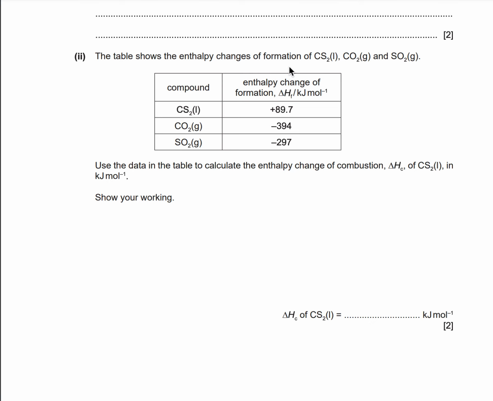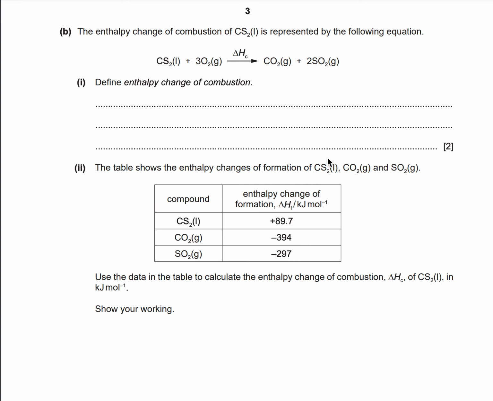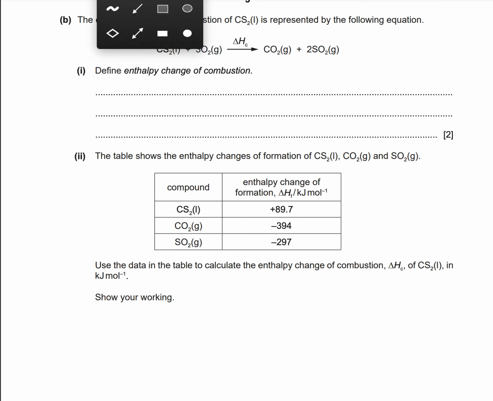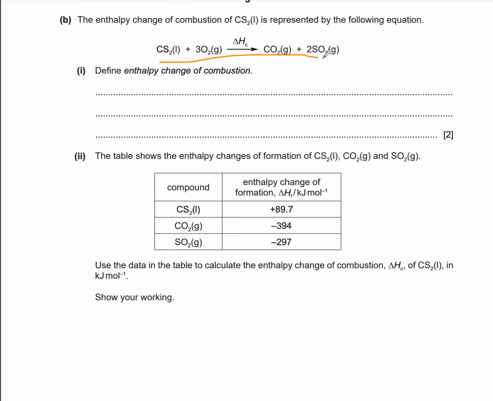The table shows the enthalpy changes of formation of CS2, CO2 and SO2. Okay, use the data in the table to calculate the enthalpy change of combustion. Wait, this is the equation of combustion of CS2. So basically we need to find this thing over here. Now if we look at it, we are given the enthalpy changes of formation of CS2, CO2 and SO2.